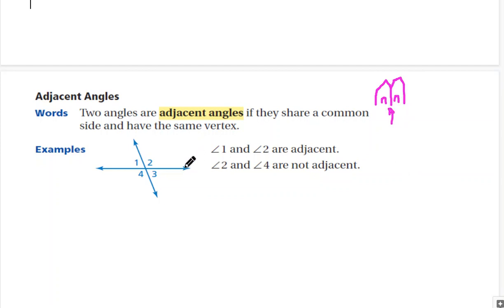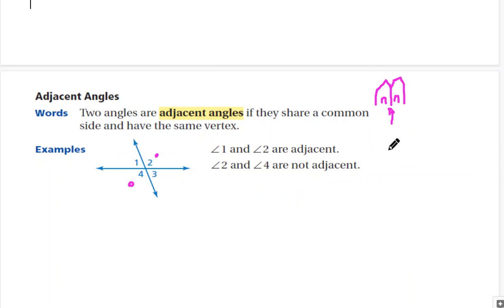So this one says like 1 and 2 are adjacent. Here's 1, here's 2. They're adjacent because they share this common wall, just like my townhouses. They share a common wall, right? 2 and 4 are not adjacent because they don't share a common wall. So let's see here. 2 and 4 will be here and here. They don't share a common wall. They're opposites of each other, right? 3 and 1 do not share a common wall, right?